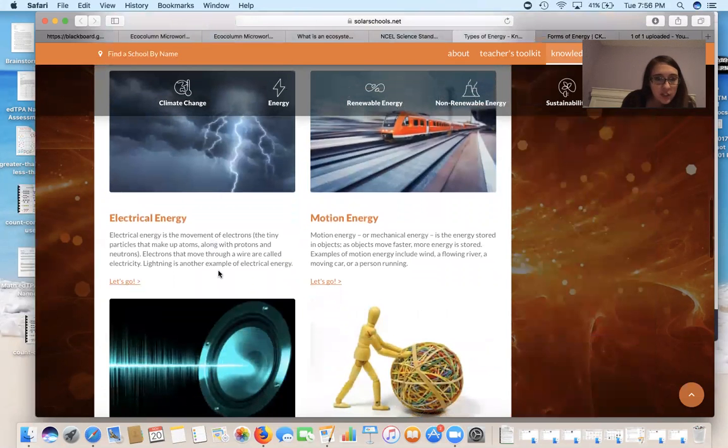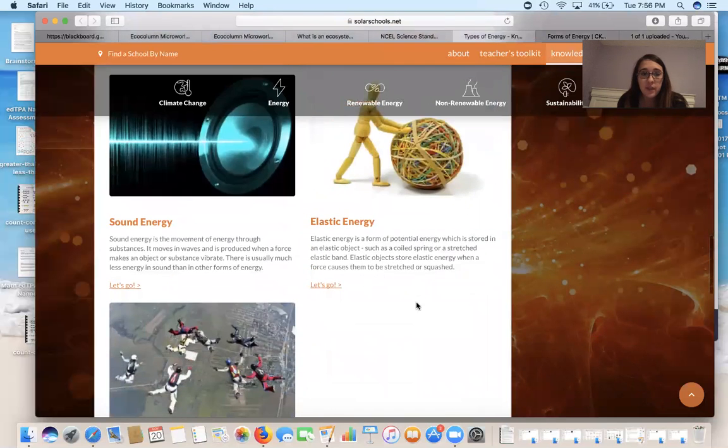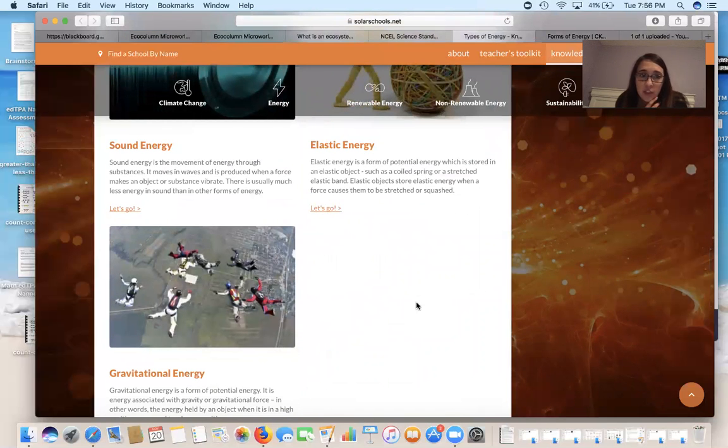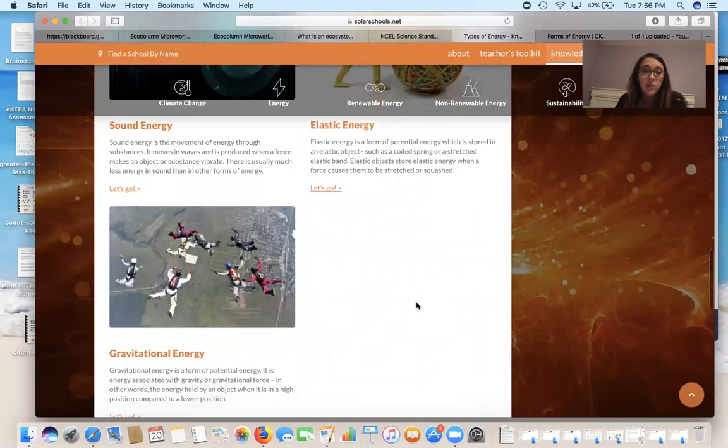So let's look at electrical energy. Electrical energy is the movement of electrons, the tiny particles that make up atoms along with protons and neutrons. Electrons that move through a wire are called electricity. Lightning is another example of electrical energy. You have sound energy, and that is the movement of energy through substances. It moves in waves and is produced when a force makes an object or substance vibrate. This is usually much less energy in a sound than in other forms of energy.